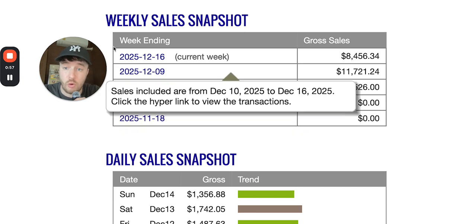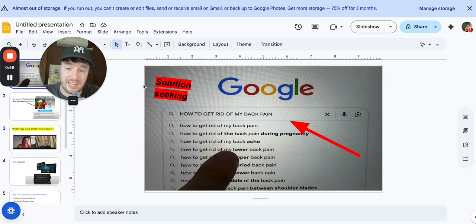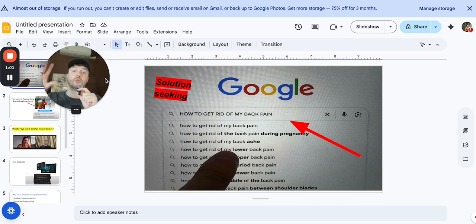When it comes to Google pay-per-click ads, the most important thing is to understand that Google is all about buyers. We are looking for buyers' clicks. The money is in the buyers' clicks, buyers' traffic. So for that to happen, you need to understand that the prospect has to be in the solution-seeking state.